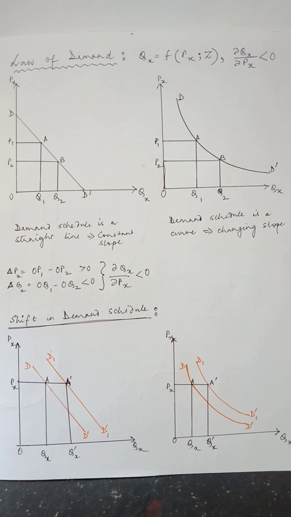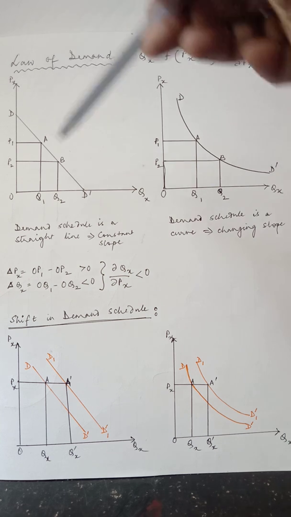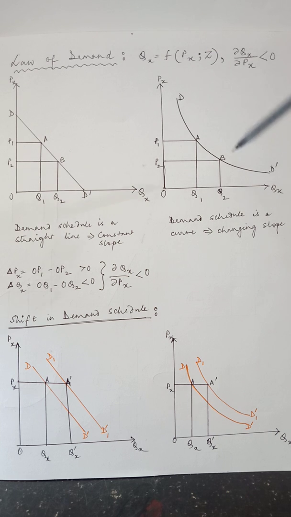So whenever we talk of a shift in the demand schedule, we are always talking about a change in the demand, in the total demand, and not the change in quantity demanded. The quantity demanded change represents a movement along the demand curve, say from A to B here or from A to B here. But whenever we are talking about a shift in the demand schedule, we are talking about a change in the demand.